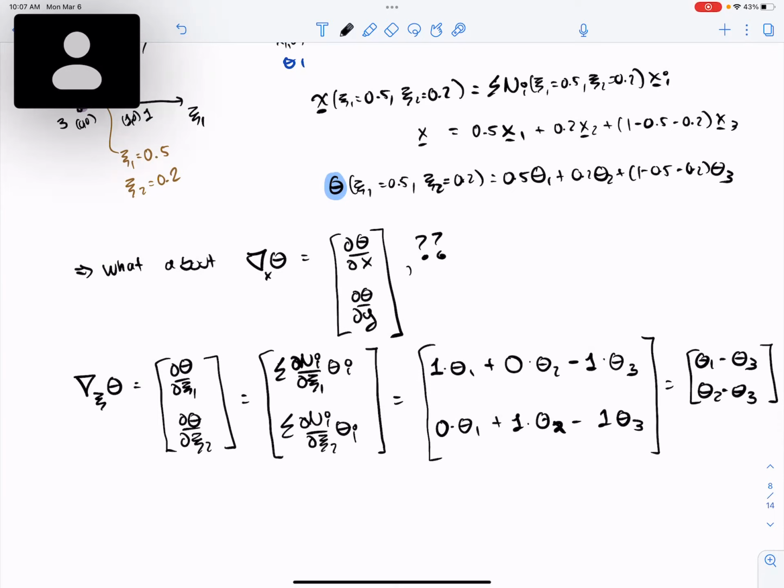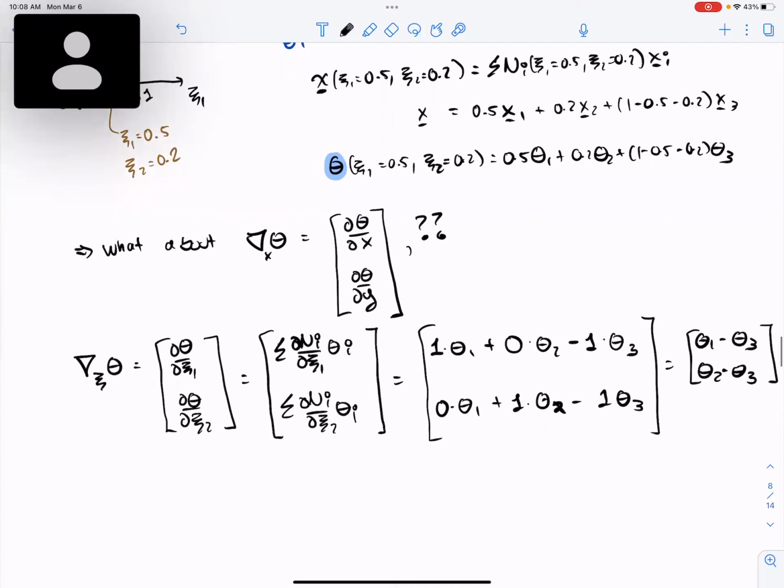but that's not what I want. What I want is the gradient with respect to x. So how do I get that? What extra information do I have? Any ideas? Any wild ideas? It is in the next slide, but.